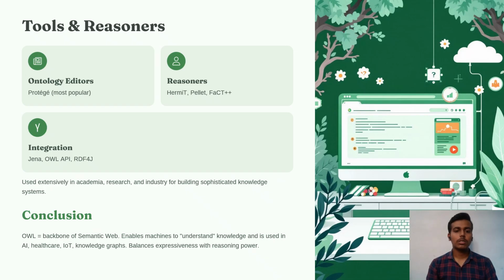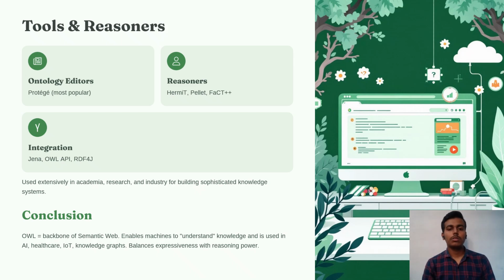So next is tools and reasoners. Fortunately, there are great tools to work with OWL. Protégé is the most popular ontology editor, developed at Stanford. It lets you design, test, and visualize ontologies. Reasoners like HermiT, Pellet, and FaCT++ plug into Protégé or some other platform and let you perform logical inference. APIs like Apache Jena and OWL API let developers integrate ontologies into their applications. These tools make OWL accessible whether you are a researcher or a student or a developer building real-world systems.